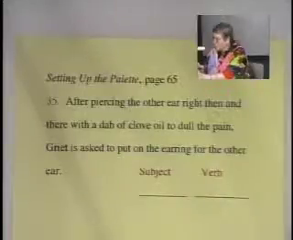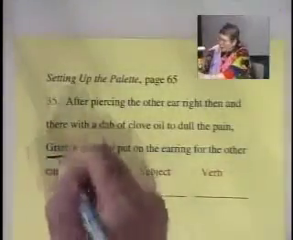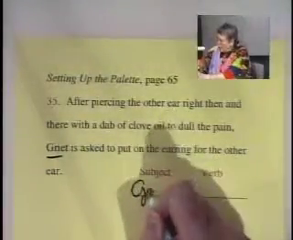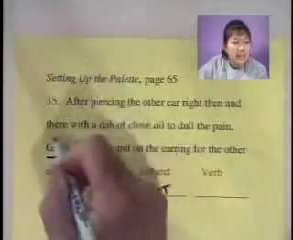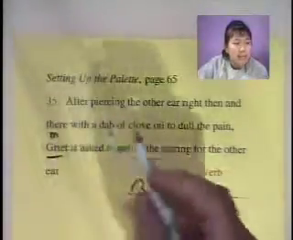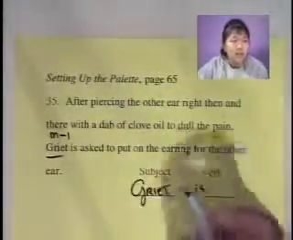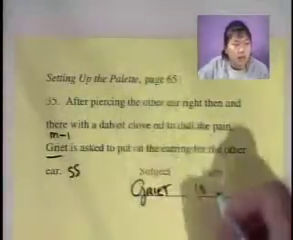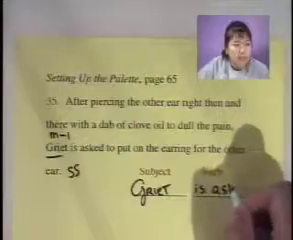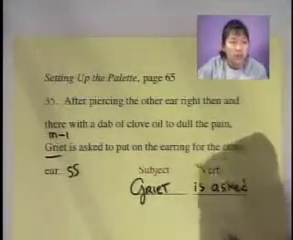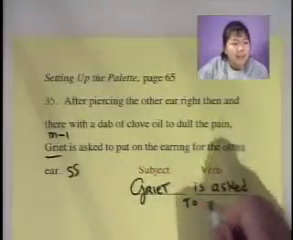Pharaoh, where's your subject? Greet. And where's your verb? Is asked to put on. Okay, now I want to just object to a little piece of that, but I'll come back and object to it in a minute. What kind of a clause is it? Main clause. What kind of a sentence is it? Simple sentence. All right, now good and loud. Tell me what that verb is again. Is asked to put on. Okay, that's what I thought you said.